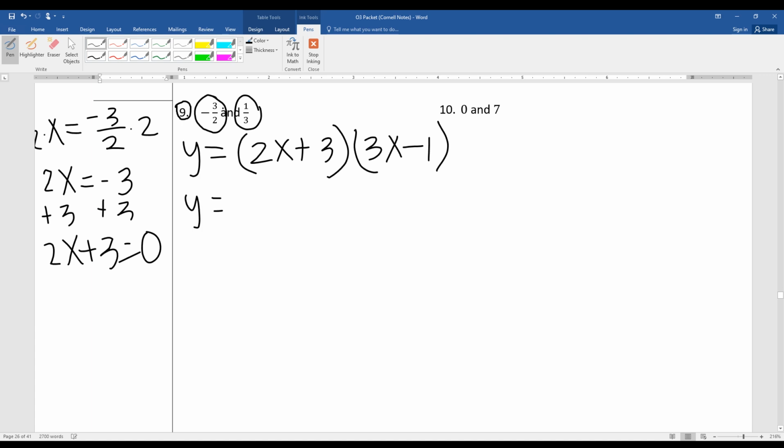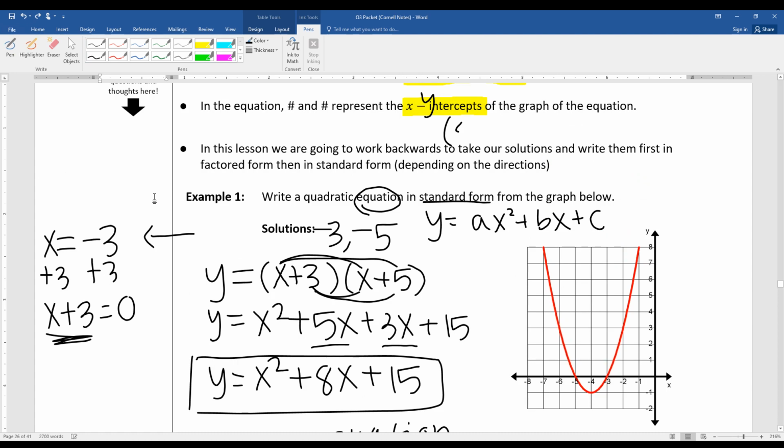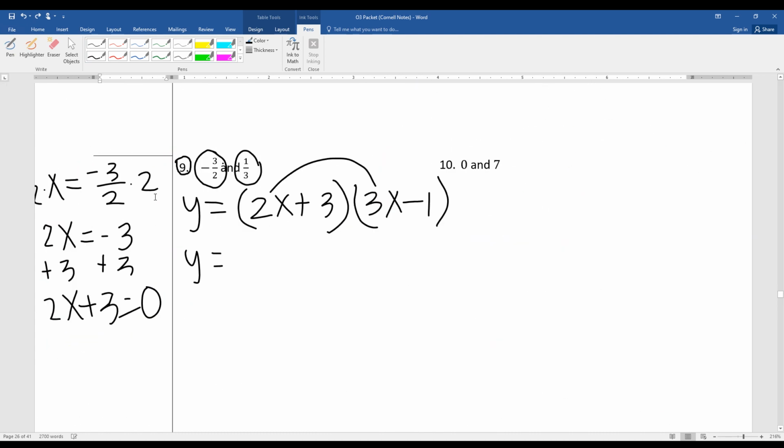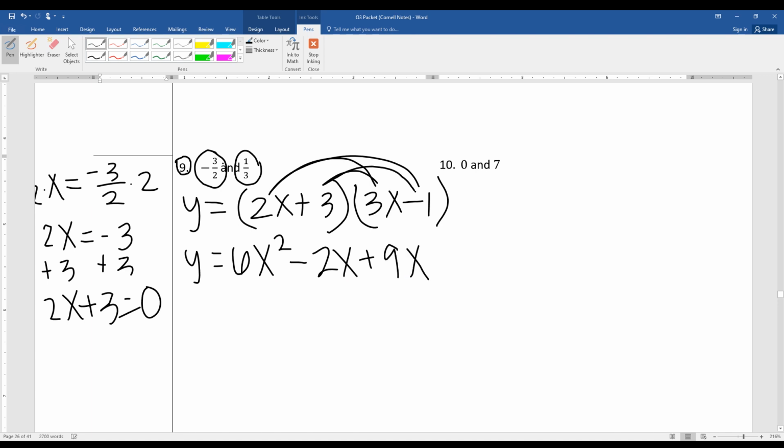Okay, now that I'm in factored form, I can go ahead and distribute. 2x times 3x gives me 6x squared. 2x times negative 1 is negative 2x. 3 times 3x is 9x. And 3 times negative 1 is negative 3.